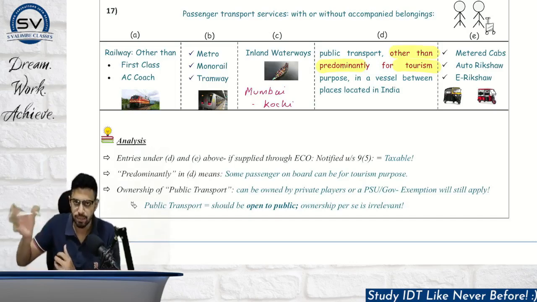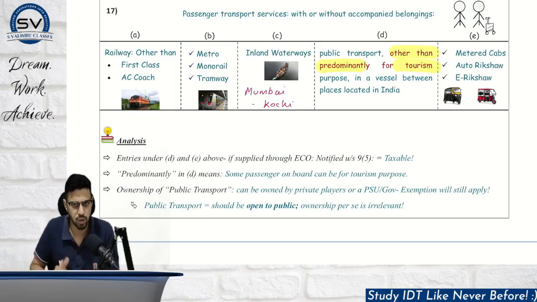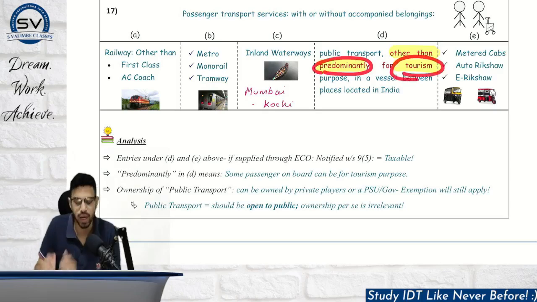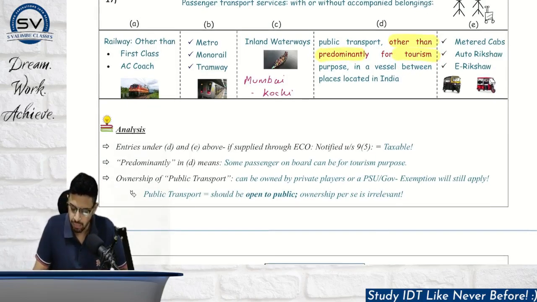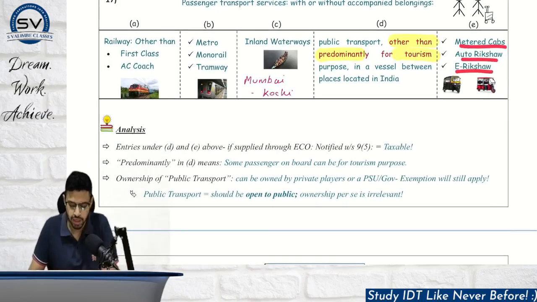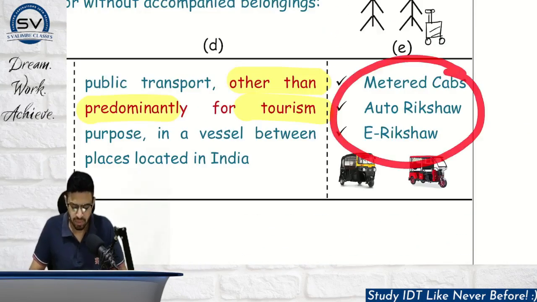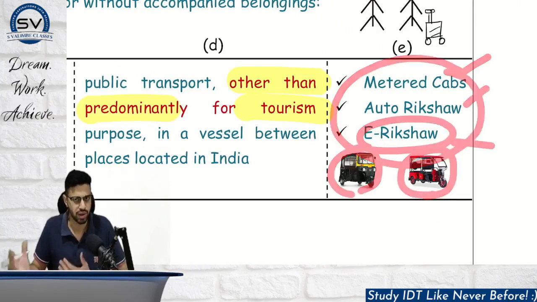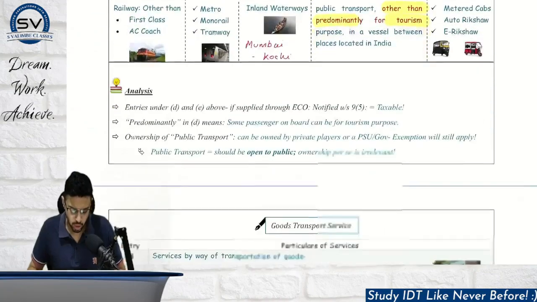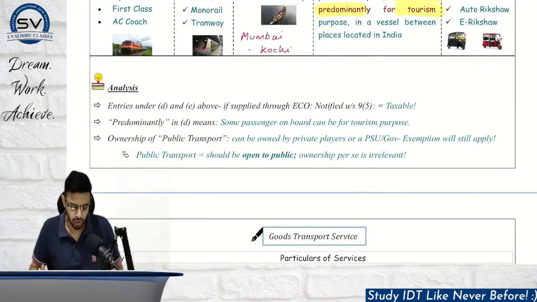Sir, is there any percentage defined? Answer is no. That you have to see from the facts of the case and the language of the question. So it should not be predominantly for tourism. A minor portion of tourism is allowed. Next, metered cab, auto rickshaw and e-rickshaw. This is self-explanatory. Metered cabs, auto rickshaws that you travel in, e-rickshaws you must be seeing on the north side, like Delhi and everything. So that is also completely exempt. That is not liable to GST.